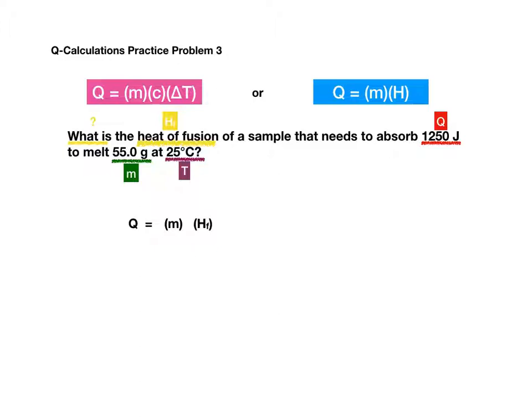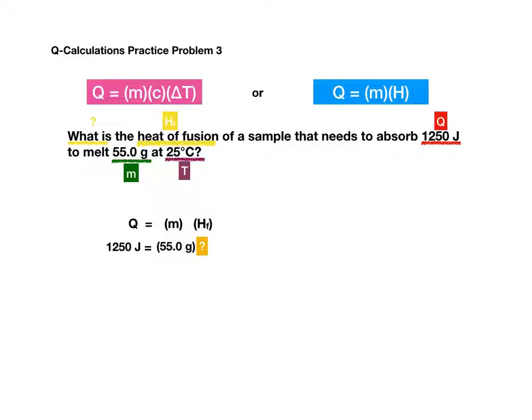So I'm going to put my unknown, you can mark it with an X, under the variable H of F, the one we're supposed to calculate, and immediately I put in an equal sign. Now I have to fill in values in the two leftover spots. I take the 55.0 grams and place that under the M, and then on the left-hand side of the equal sign, I take the value given to us in joules, 1,250, and put that under the Q.